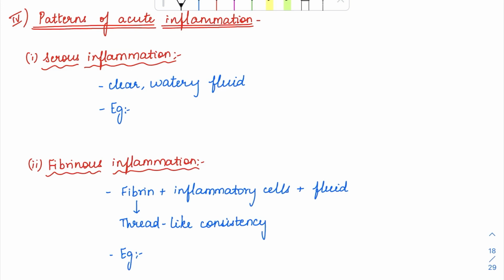So usually you see it in effusions. Effusions are fluid accumulation inside the body cavities. So effusions are an example of serous inflammation. Apart from that, a skin blister which we see. So post some burns, you get some skin blister, right?